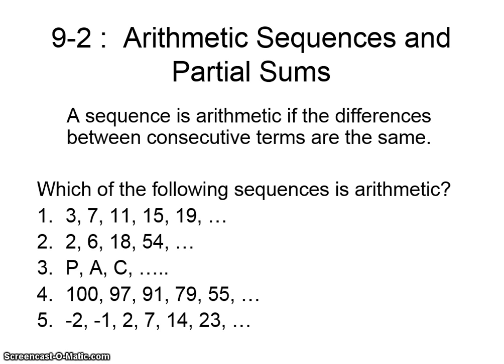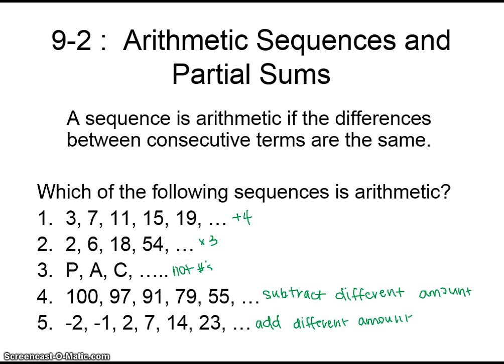So looking at these sequences, which you should have completed from yesterday's notes, decide which ones are arithmetic. When you look through these, the first one, the fourth one, and the fifth ones are the only ones that have to do with adding and subtracting. But on the fourth and fifth ones, you're not adding and subtracting the same amount each time. Whereas on the first one, you add 4 every single time. So this one is called arithmetic.